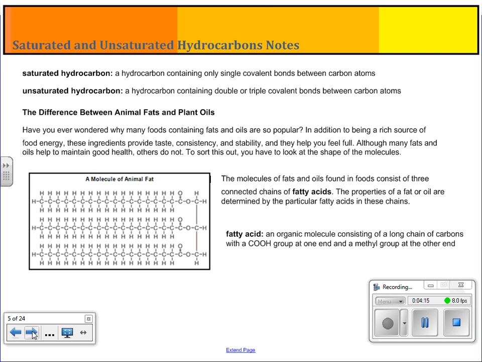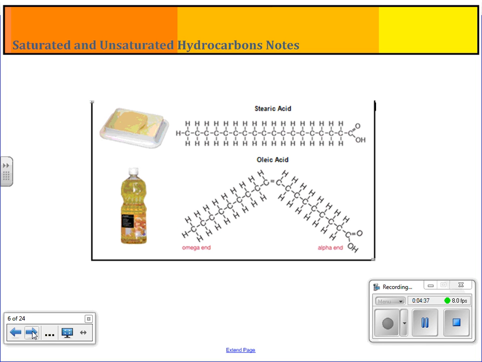The molecules of fats and oils found in foods consist of 3 connected chains of fatty acids. The properties of a fat or oil are determined by the particular fatty acids in these chains. A fatty acid is an organic molecule consisting of a long chain of carbons with a COOH group at one end and a methyl group at the other end. Here we have stearic acid and oleic acid. Stearic acid is a straight, almost saturated hydrocarbon, with the acidic group at the end, whereas oleic acid has a double bond in it.